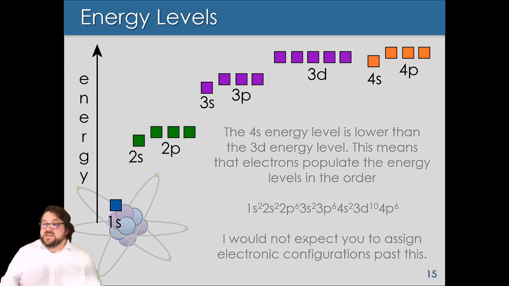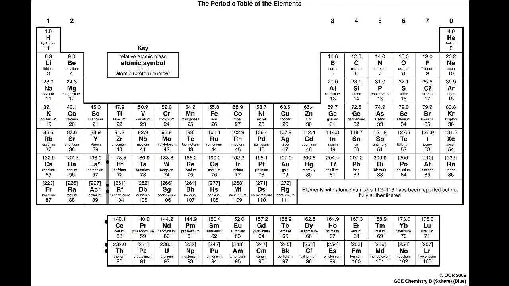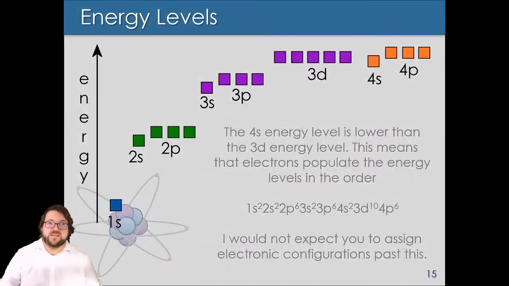I just want to clarify and make clear that I don't expect you to do any electronic configurations after krypton in this one. So you don't have to go past the 4p orbital there. That's all you need to be able to do. And I also want to remind you that the 4s fills before the 3d, and that's why the top row of the periodic table in the d block there, we call that the 3d energy level. So I do want you to remember that 4s fills first.